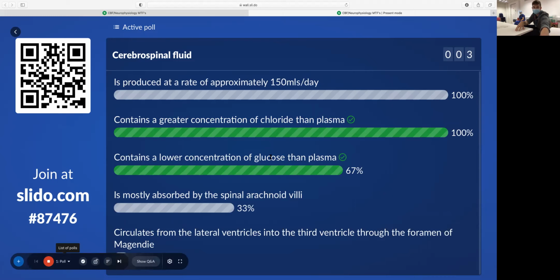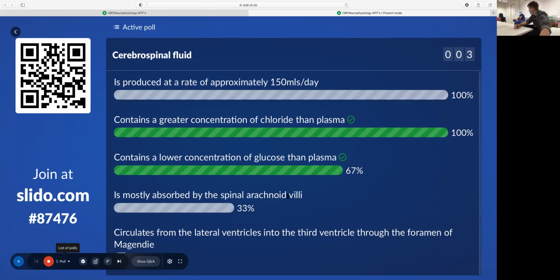So more chloride, less glucose. Can anyone remember which things there are more of and which things there are less of? Protein? Less protein. pH? Lower, because there's less protein. That's why there's more chloride too. There's less buffering capacity if you've got less protein, so that's why your pH is a little bit lower.